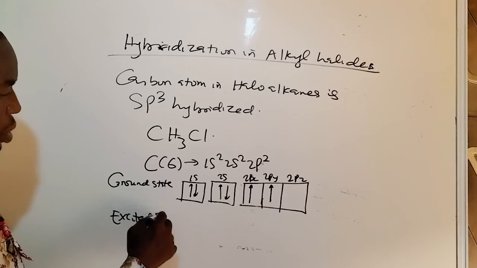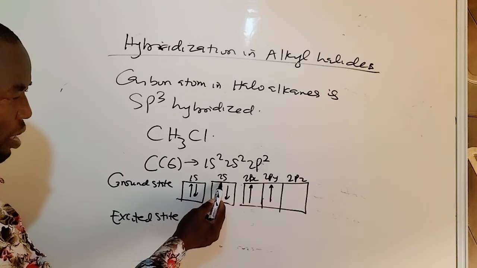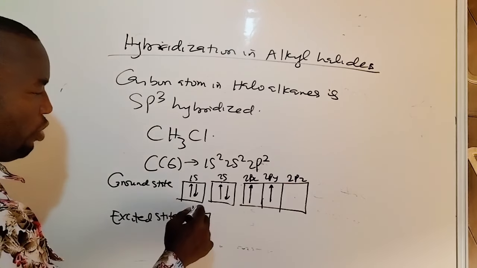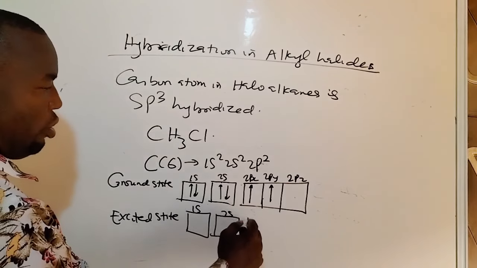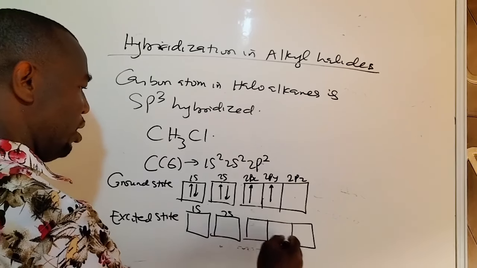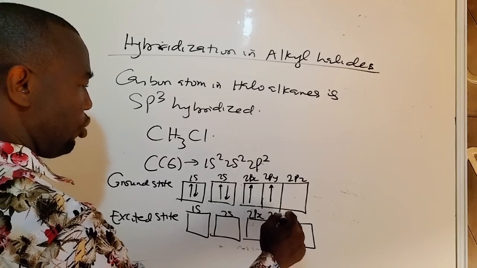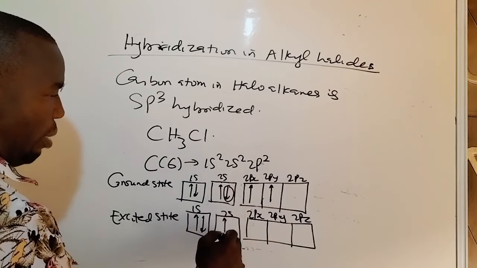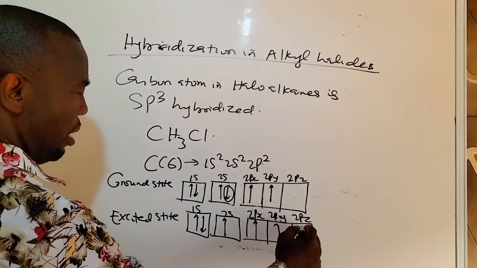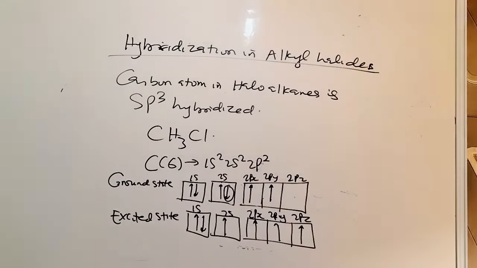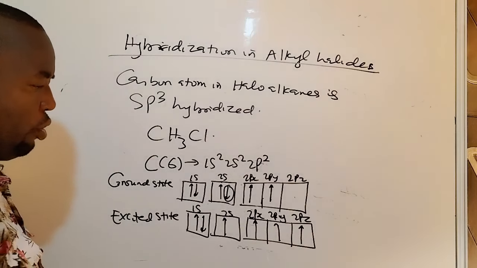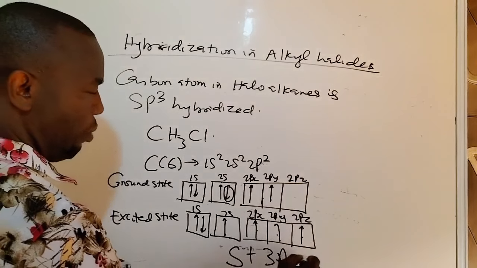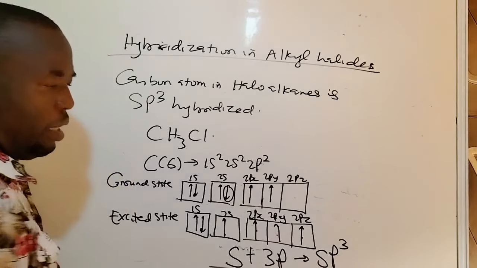In the excited state of carbon, 1 electron from 2s is promoted to fill the 2p after absorbing photons of light energy. So 1 electron from 2s will be promoted to enter 2p, so that each of the p orbitals will have 1 electron each. So 1 electron here will jump after absorbing the right energy and move to fill up the 2pz. Now you look at carbon and see that it has 4 orbitals that contain single electrons: 1 of the 2s and 3 of the p's. So that says carbon is sp3 hybridized in alkyl halides.